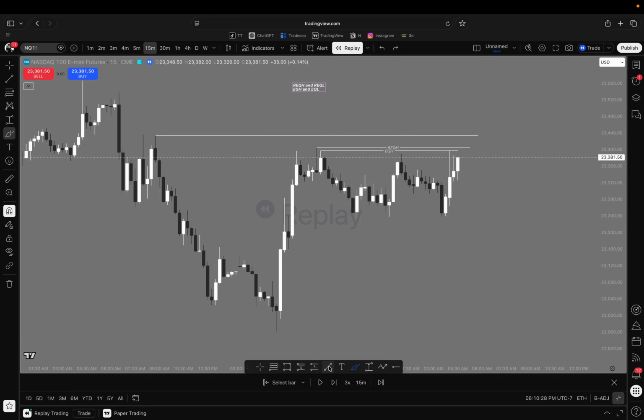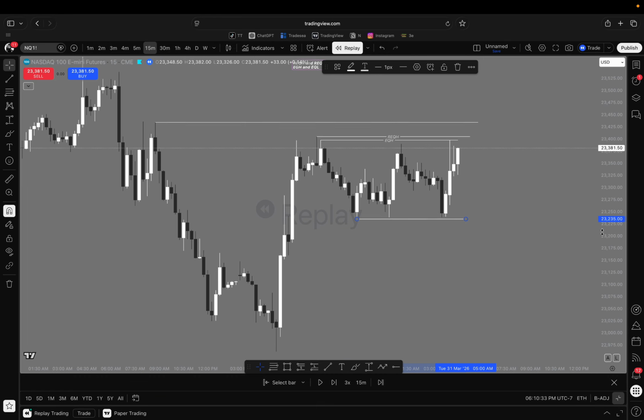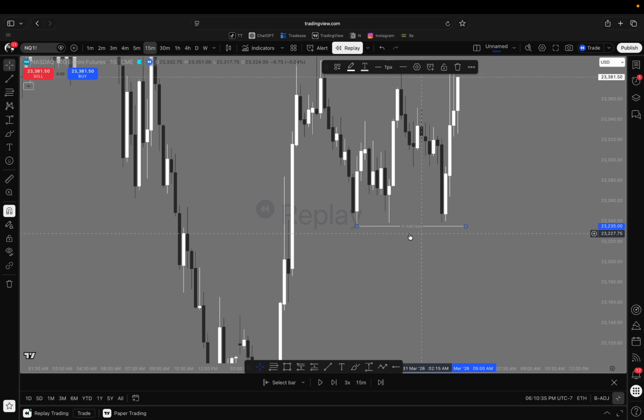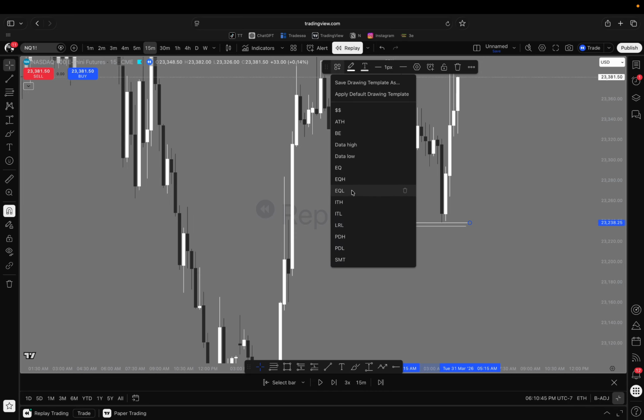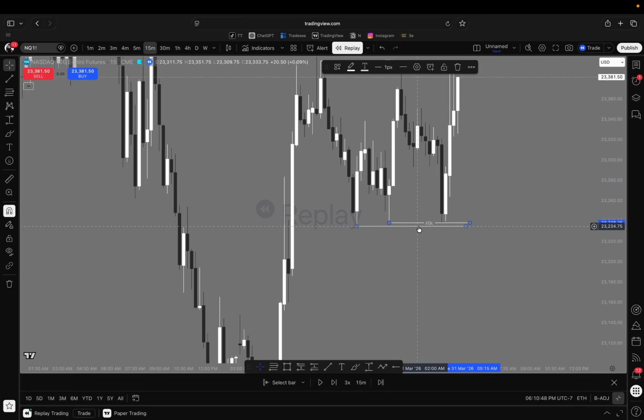And then the same thing at the bottom, where we have a draw on liquidity here. You see how it's not necessarily the same level, but they're in the same range. This would just be a relative equal low. And then you have these draws where this is an equal low. You would mark that as equal lows.